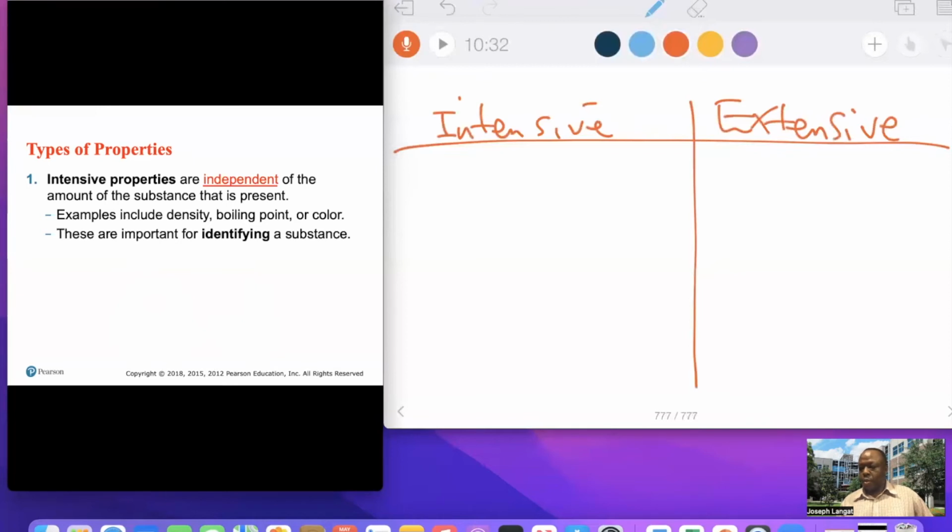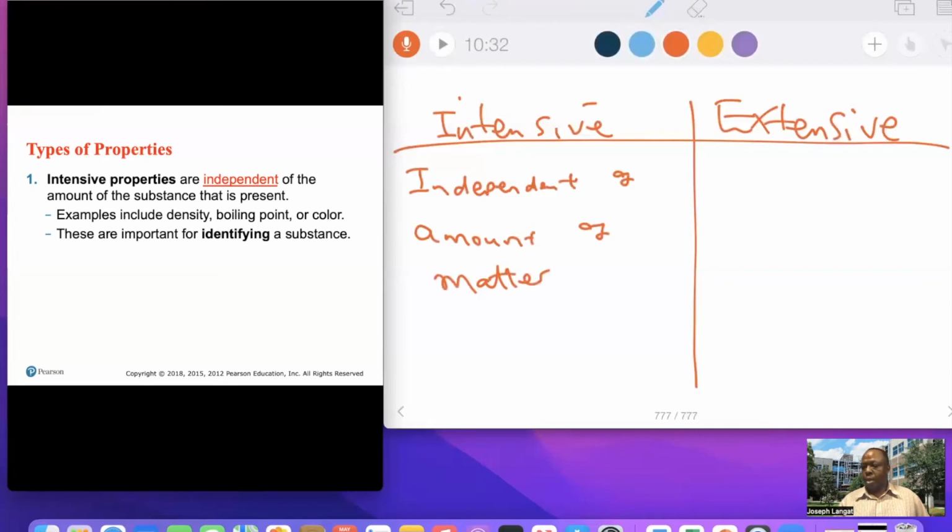Here, independent of the amount of matter in it, regardless of how much you have in there. All right, we call that extensive.